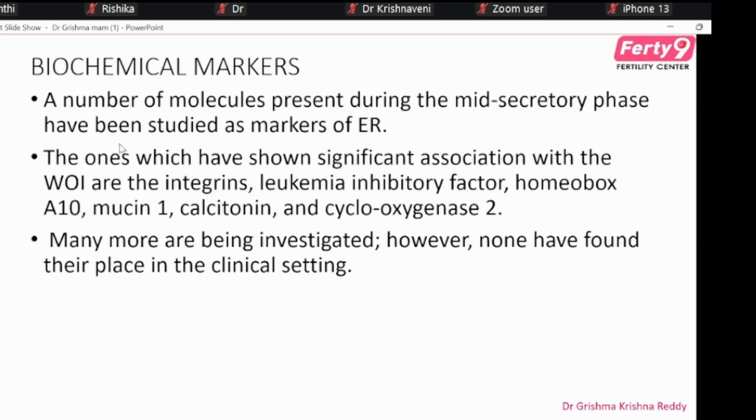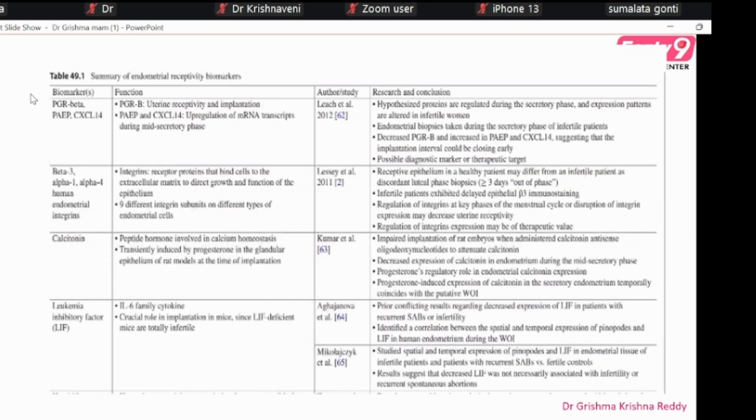Then biochemical markers. A number of molecules present during the mid-secretory phase have been studied. The ones which have shown significant association are integrins, leukemia inhibiting factors, homeobox genes, mucin, and so on. Many more are being investigated, but none has been found to have a place in the clinical setting. So this is the summary of the endometrial receptivity biomarkers: integrins, calcitonin, leukemia inhibiting factors.